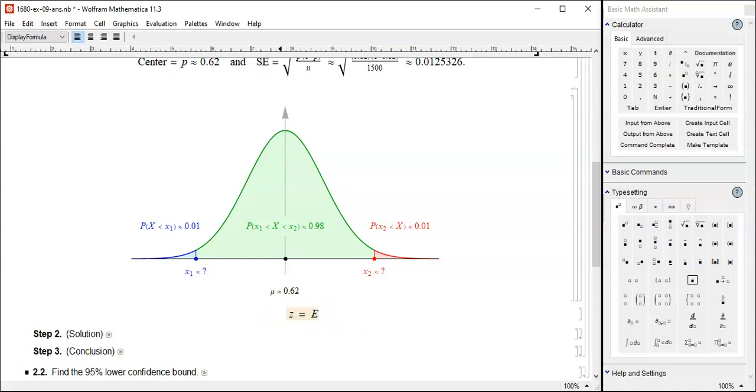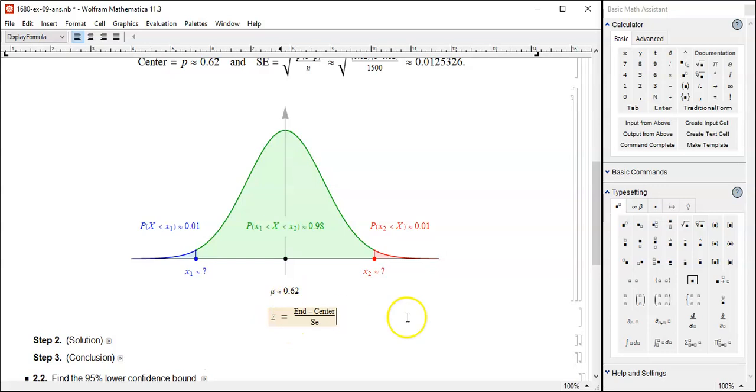Oh, come on. I have to do this all over again. And then let me expand the font a little bit.